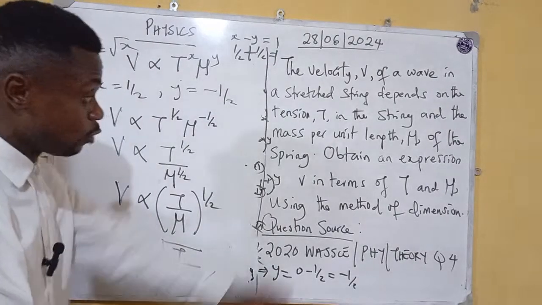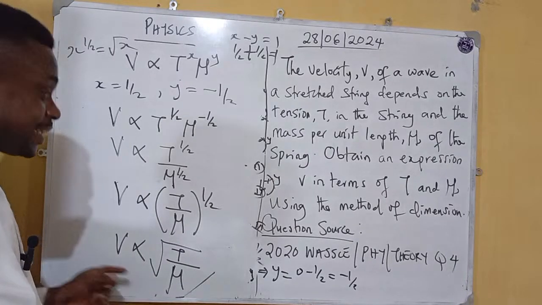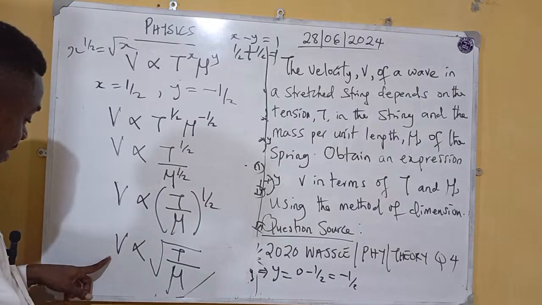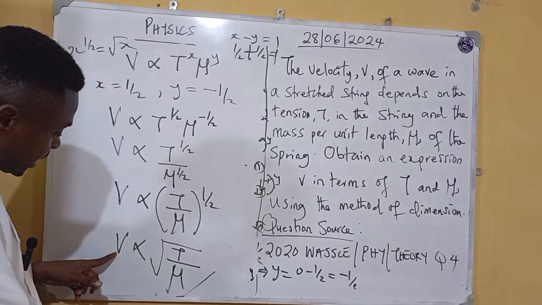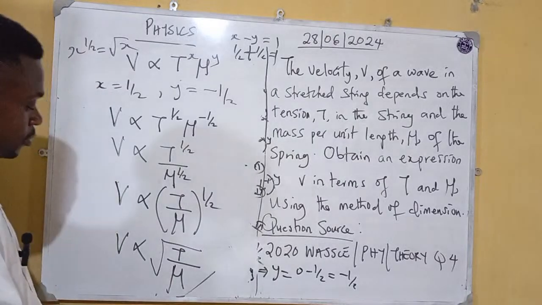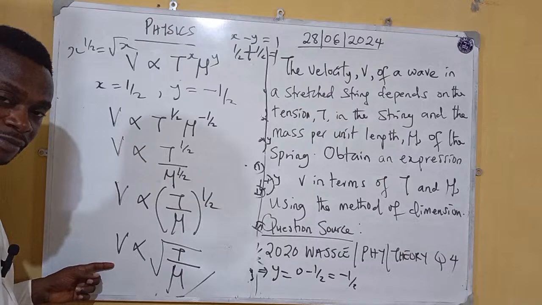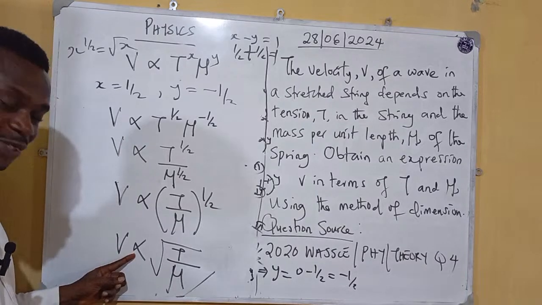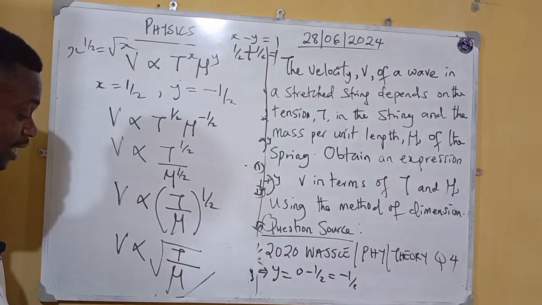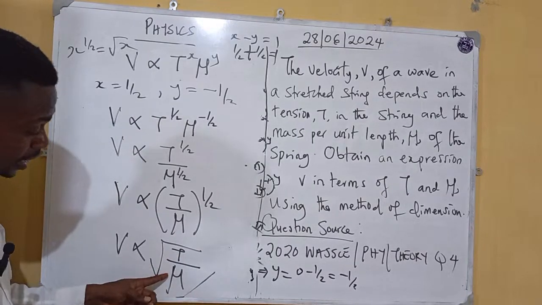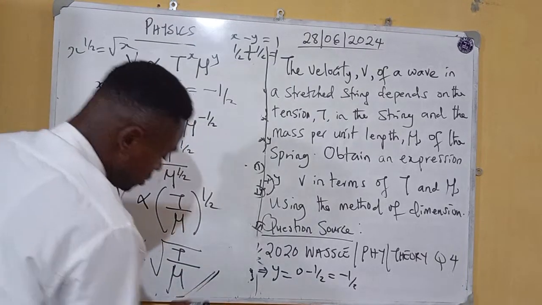They didn't say equation. Question says expression, not an equation. This is the expression between V in terms of tension and mu. So what does this mean? It means that the velocity is directly proportional to the square root of tension and inversely proportional to the square root of what? The mass per unit length. That is the meaning. So this is the answer to this question.